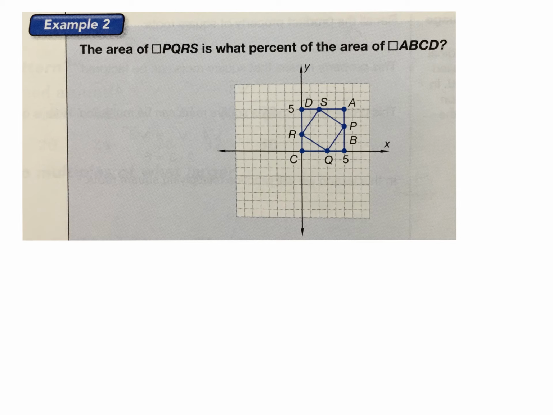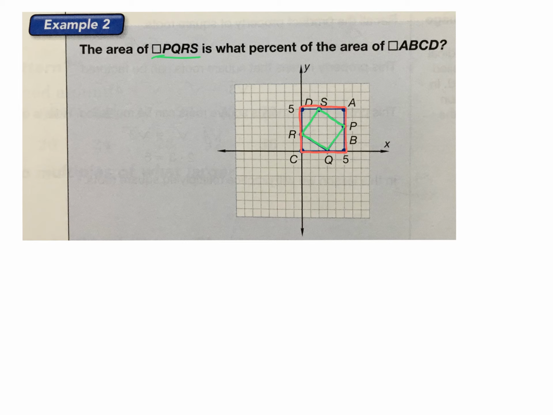Let's try another one of these. It says the area of PQRS is what percent the area of ABCD. So here is PQRS. We need to find the area of that one. And notice it's a square. And then the area of this big one, square ABCD.